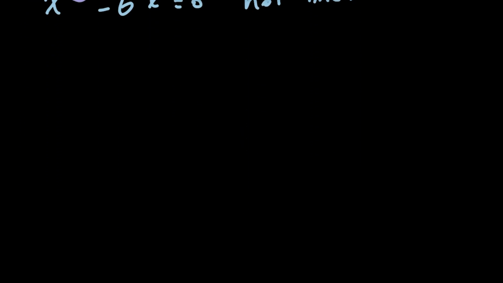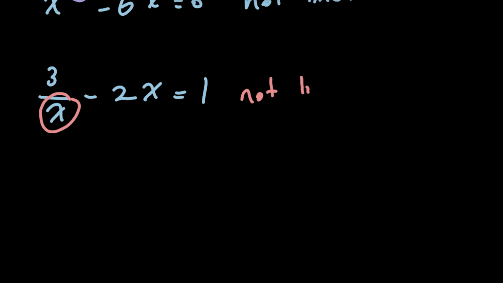Let's see another case. Let's suppose we have 3 over x minus 2x equals 1. Well, as I said before, we cannot have a variable in the denominator. If there is a variable in the denominator, it's not a linear equation. So this is not a linear equation, because we have x here in the denominator.